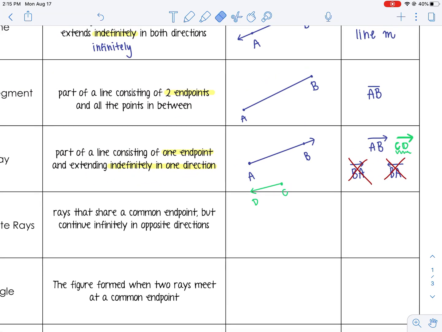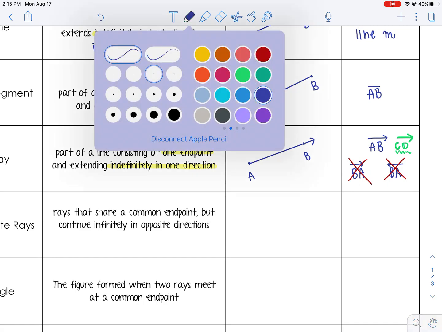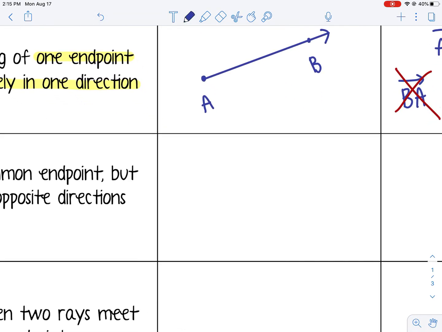Opposite rays are just rays that are going in opposite directions. That's it. So for example, what's opposite of up? Down. What's opposite of left? Right. So if I want to have one that goes to the right, I call that XY. If one goes to the right, the other one has to go to the left. So it's going to go across.